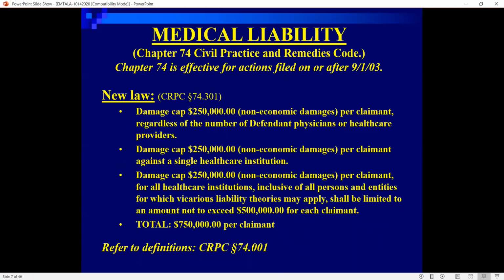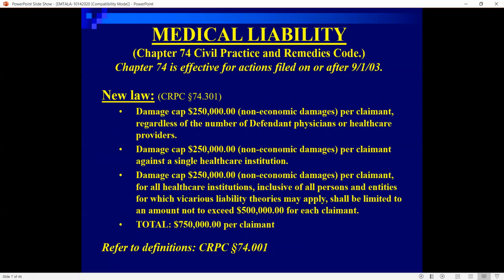Some of the bigger changes, which have been in effect since 2003, is the damage cap. And there's often confusion on what is capped and what is not capped. The damage cap only applies to non-economic damages. And that damage cap for all physicians involved in a lawsuit is $250,000. If there's a healthcare institution, a hospital, then they have a separate cap of $250,000. If there's two institutions in the lawsuit, then that second institution also has another $250,000 cap, which means per claimant, they cannot receive more than $750,000 in non-economic damages.